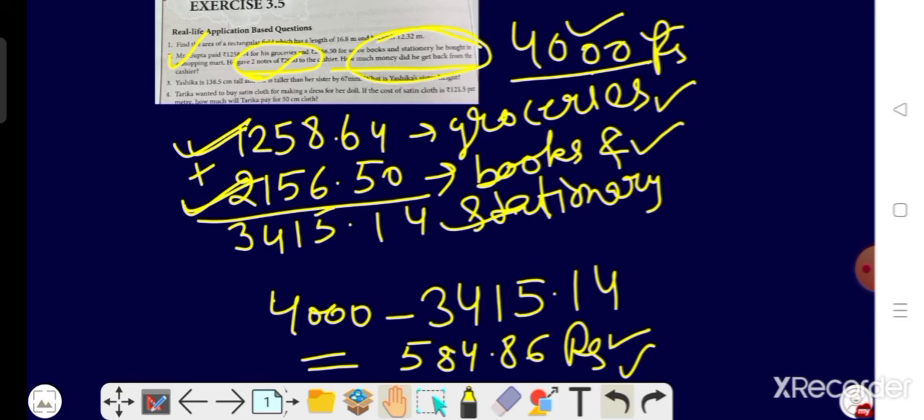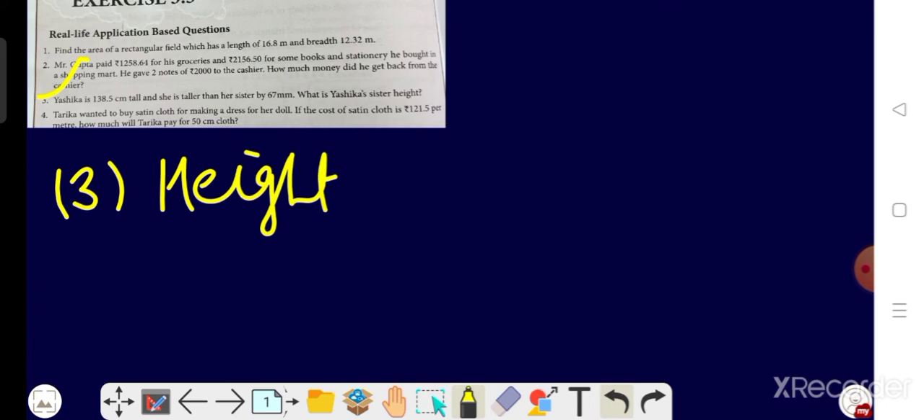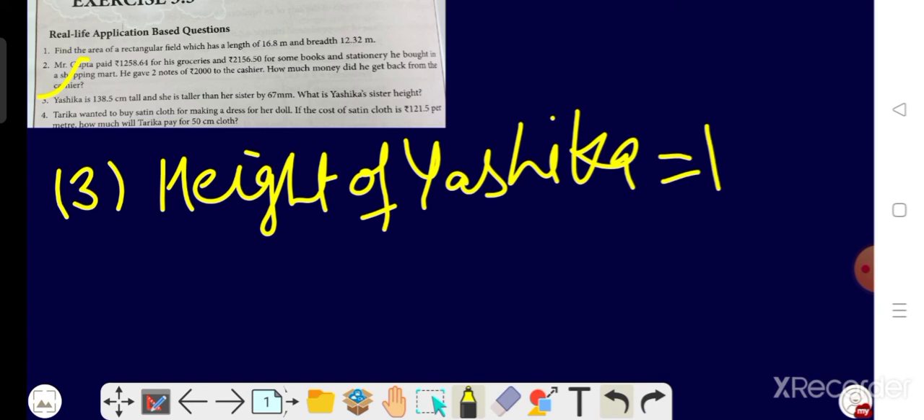Now let us move on to the third question. Now look at the third question beta. In the third question we have been given that Yasika is 138.5 centimeter tall and she is taller than her sister by 67 millimeter. What is Yasika's sister's height? We have to calculate the height of Yasika's sister. Okay. So to solve this question, look here. Third question. Height of Yasika is given and that is equal to 138.5 centimeter.